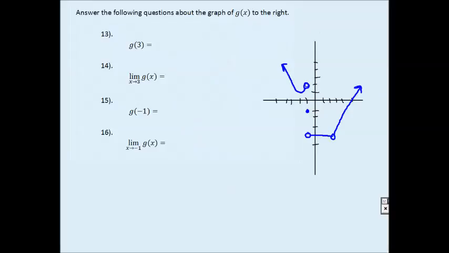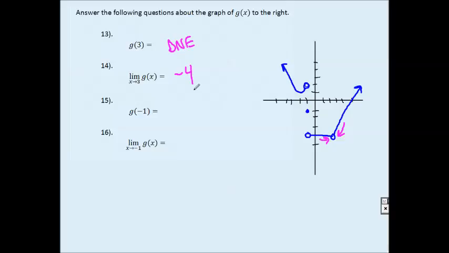Alright, another one. For this one, g of 3. Same idea, I have an open circle, no closed circles anywhere, so g of 3 does not exist. The limit as I approach 3 though, it's approaching the exact same spot. The y value there is -4, so my limit is fine.